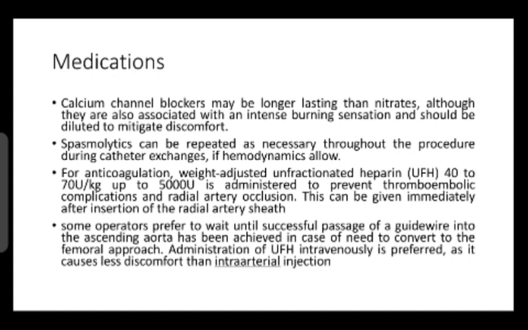For anticoagulation, weight adjusted unfractionated heparin, 40 to 70 units per kg up to 5,000 units, is administered to prevent thromboembolic complications and radial artery occlusion. This can be given immediately after insertion of the radial artery sheath. Some operators prefer to wait until successful passage of a guide wire into the ascending aorta has been achieved, in case of need to convert to the femoral approach. Administration of unfractionated heparin IV is preferable as it causes less discomfort than intraarterial injection.